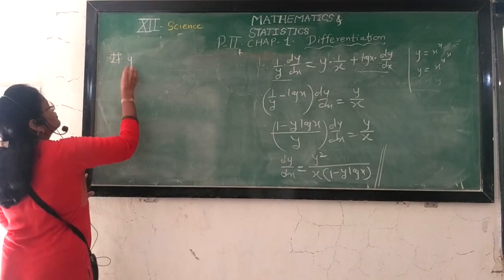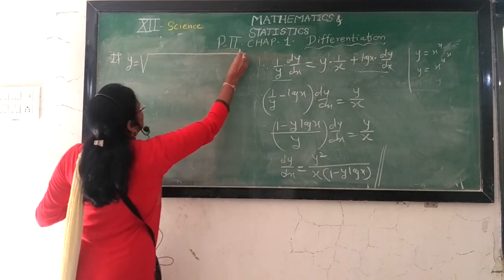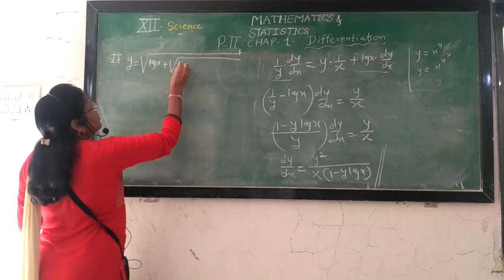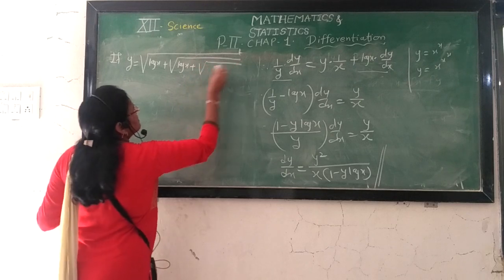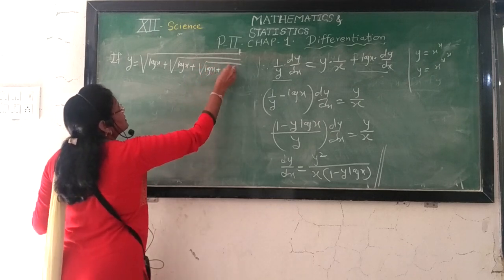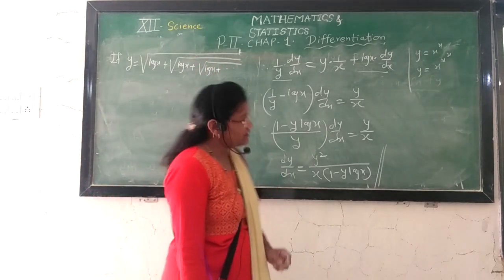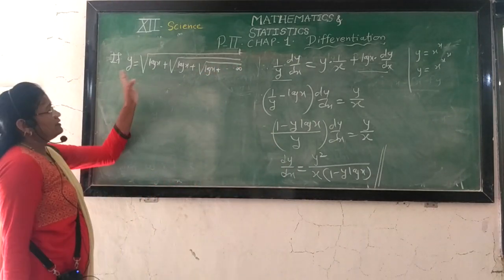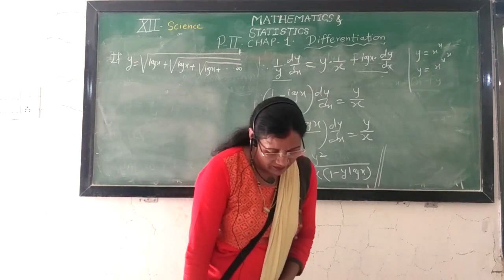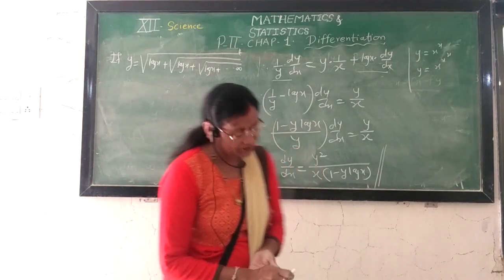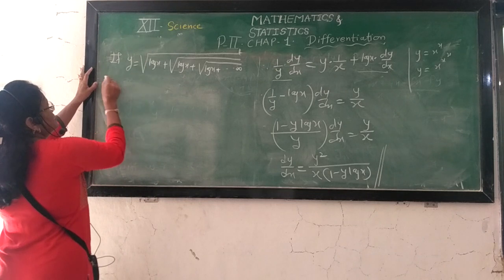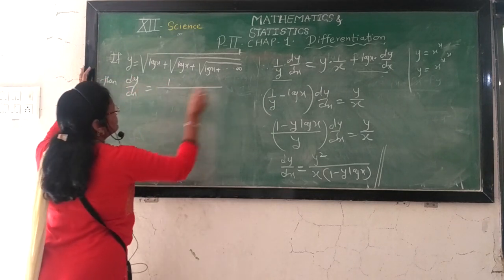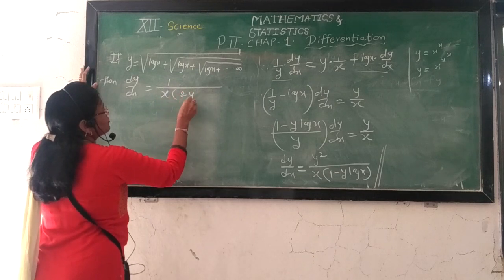If y is equal to under root of log x plus under root of log x plus under root of log x plus up to infinity, you have to find the value of dy by dx by taking differentiation. It is then dy by dx is equal to 1 upon x into 2y minus 1.